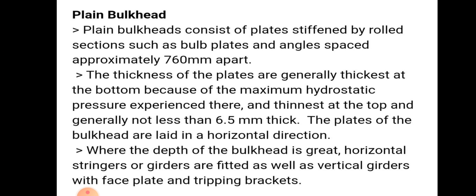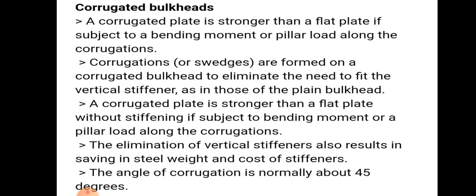Where the depth of the bulkhead is great, horizontal stringers or girders are fitted, as well as vertical girders with face plates and tripping brackets. Then the corrugated bulkhead. This plate is stronger than flat plate if subjected to bending moment or pillar load along the corrugation.